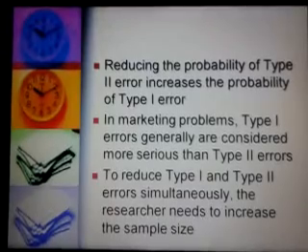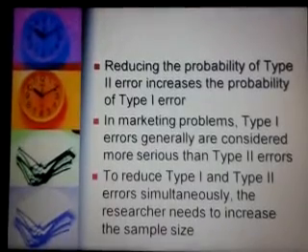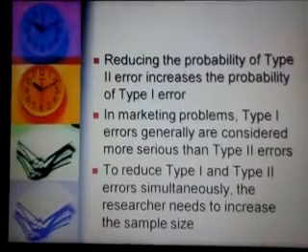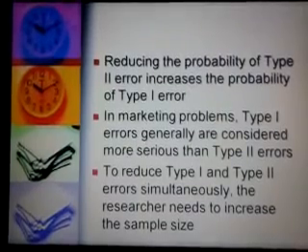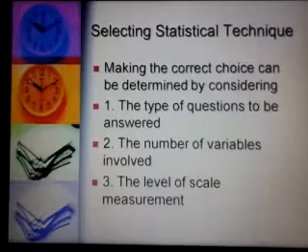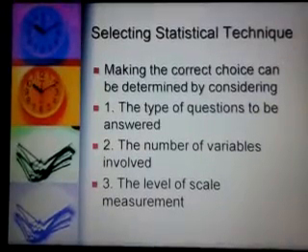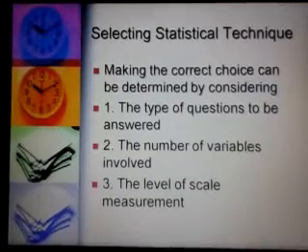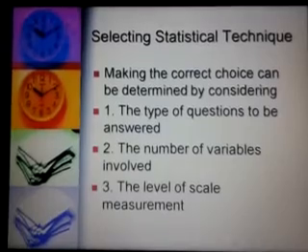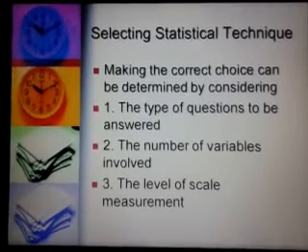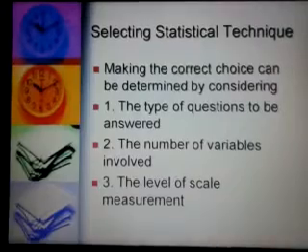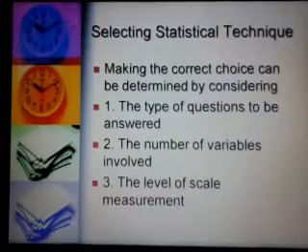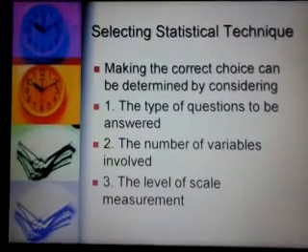To reduce type 1 and type 2 error simultaneously, the researcher needs to increase the sample size. So the ultimate solution for reducing both the errors simultaneously is to increase the sample size. Now we'll discuss how we choose the statistical techniques or tools that we must use for data analysis. We'll see in some next slides that there are many tests available for data analysis. So which test or technique we must use depends on these factors.